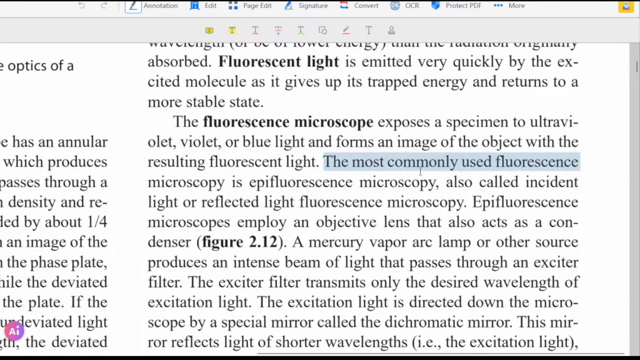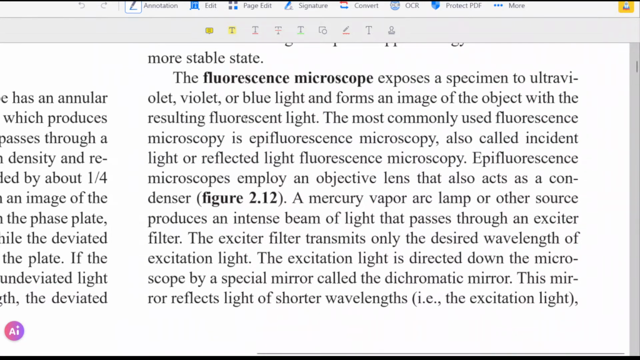The most commonly used fluorescence microscopy is epifluorescence microscopy, also called incident light or reflected light fluorescence microscopy. Epi means up, above, right? This is a word of some other language, I don't know, German, whatever.